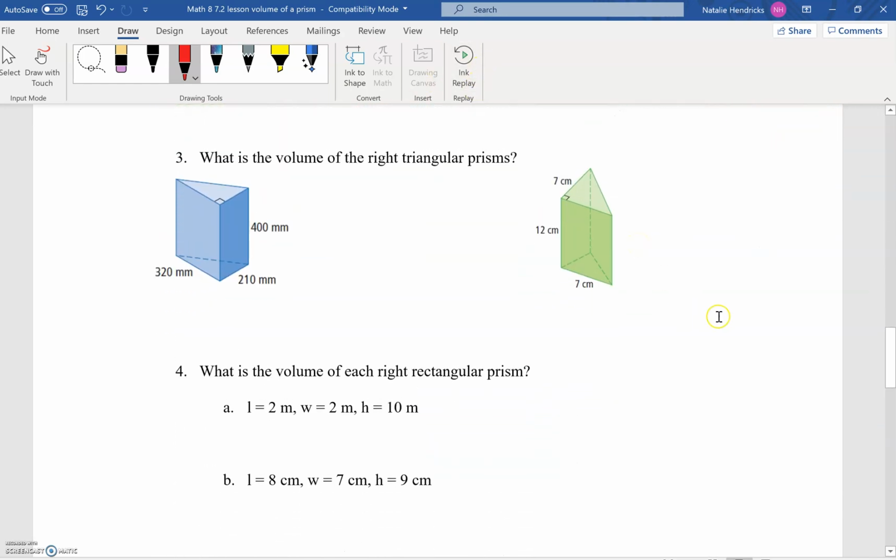What is the volume of the right triangular prisms? So let's remember our formula, okay? When it's a triangular prism, our formula is volume equals base times height divided by 2 of the triangle. Then you need to times it by the height of the prism. So first you got to do the triangle, then you got to do the prism side.